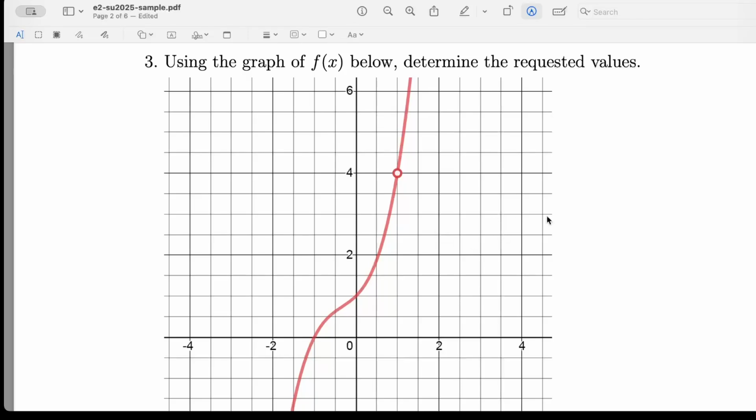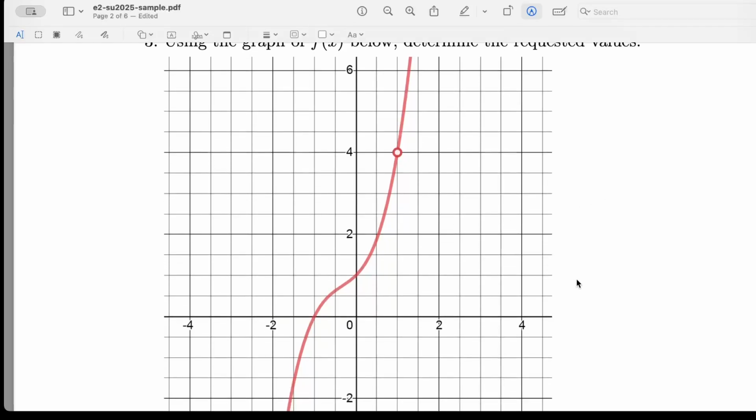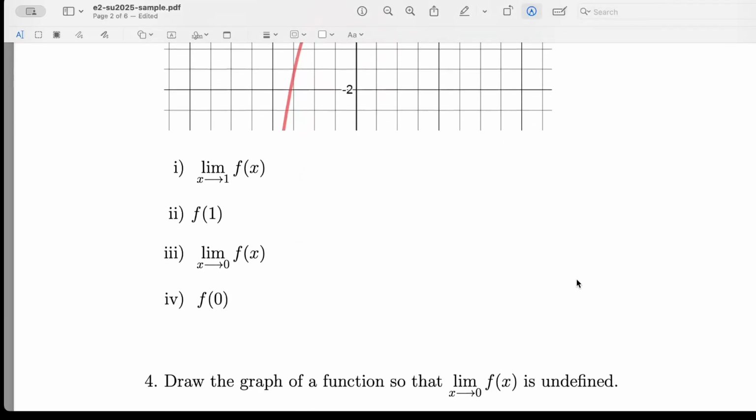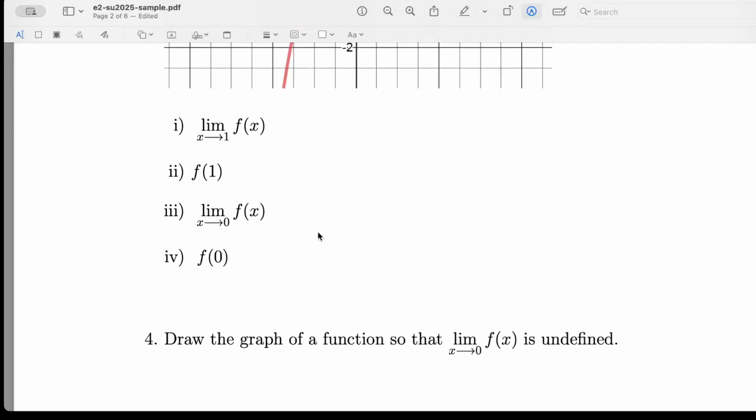Number 3 here uses the graph of f of x below to determine the requested values. Now, let me scan down here. The requested values are the limit as x goes to 1 of f of x, and then the value of f at 1, and then the same pair of things, but happening at 0. The limit as x goes to 0 of f of x, and then f at 0.